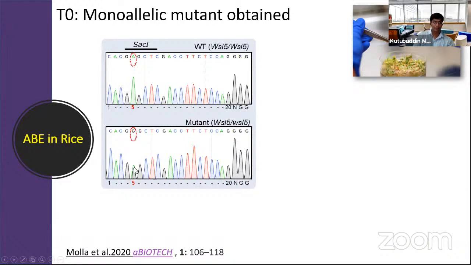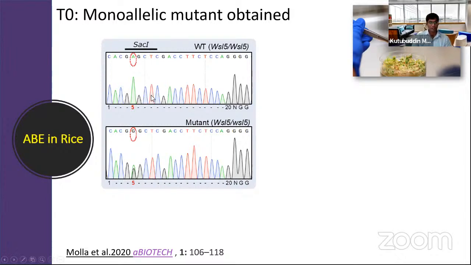But remember, if you look very carefully, you can see two peaks here. One is a green peak, another is a black peak. It means the green peak has not completely converted to a black peak. I told you that in a diploid organism there are two copies of each gene. So this is a case of monoallelic editing. One copy has been edited, adenine to guanine. Another copy has not been edited. So that's why we got two peaks here.